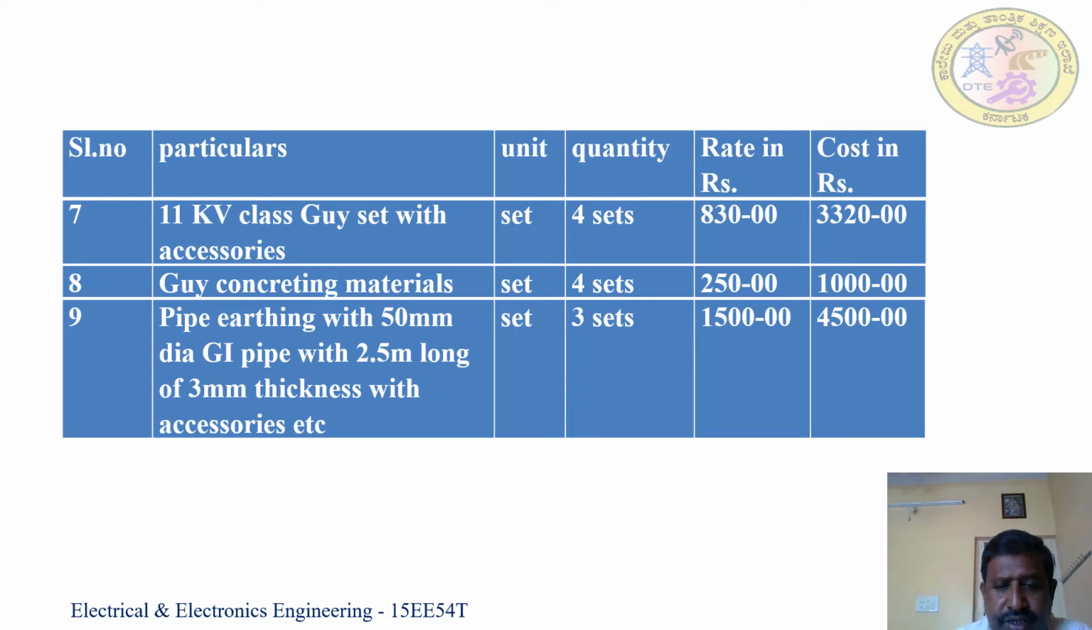Next, eighth item is die concreting materials for the above guy set. The unit is in set. Quantity required is 4 sets. Rate per set is 250. The total cost is 1000.